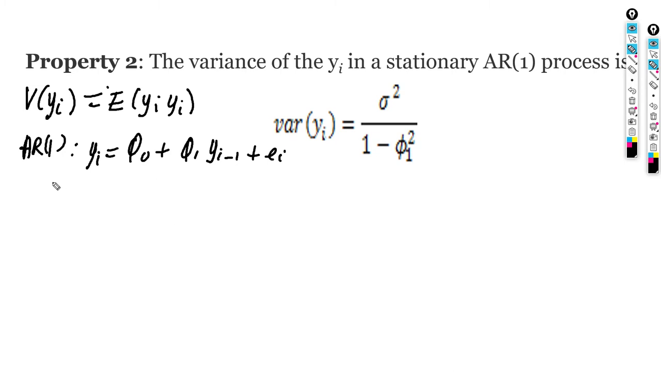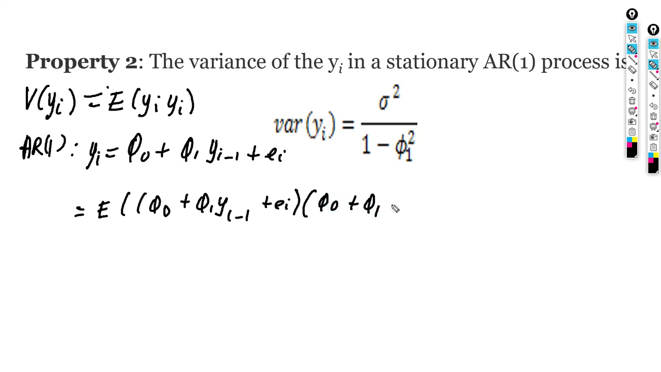So now this variance of yi can be written as the expectation of yi multiplied by yi, where yi is phi 0 plus phi 1 yi minus 1 plus epsilon i, times phi 0 plus phi 1 yi minus 1 plus epsilon i.